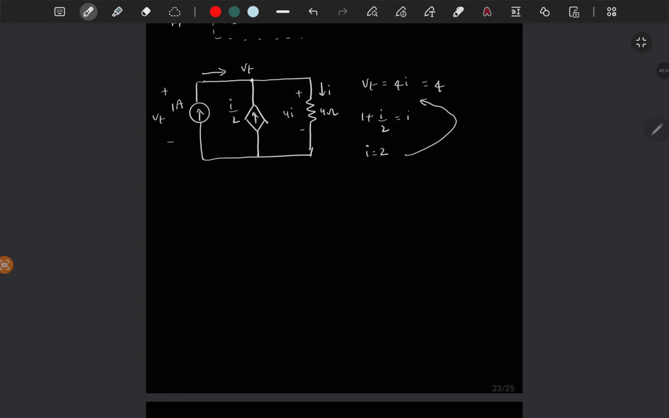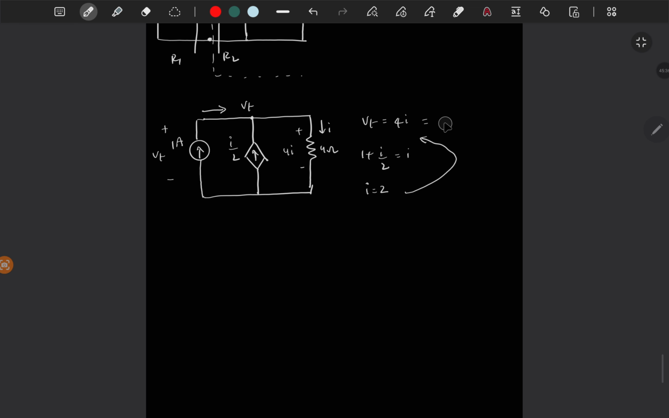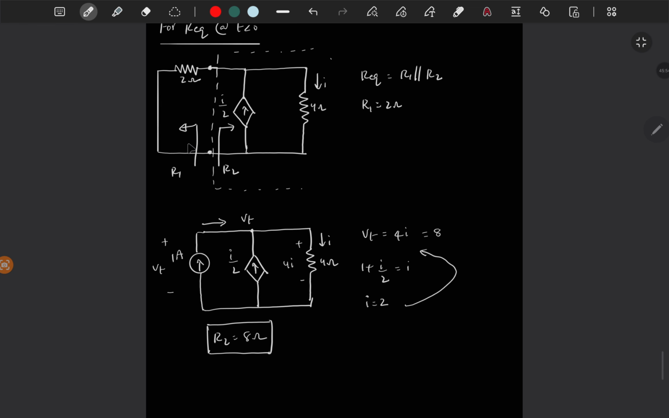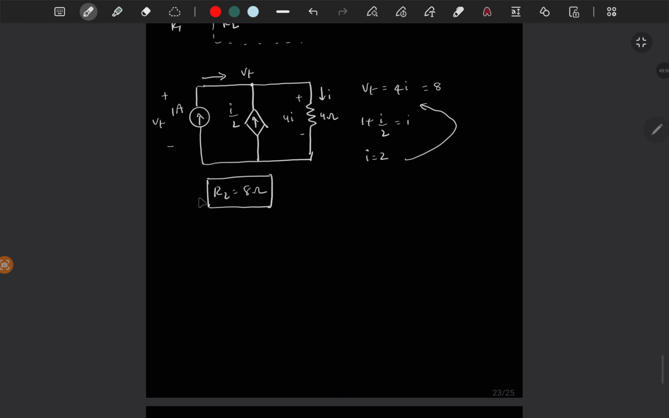Sorry, I is 2. So this is 8. So R2 is 8 ohms. So the right side equivalent resistor is 8 ohms and left side is 2 ohms, and these two are in parallel, right? So R equivalent is 8 into 2 by 10, which is 1.6 ohms.